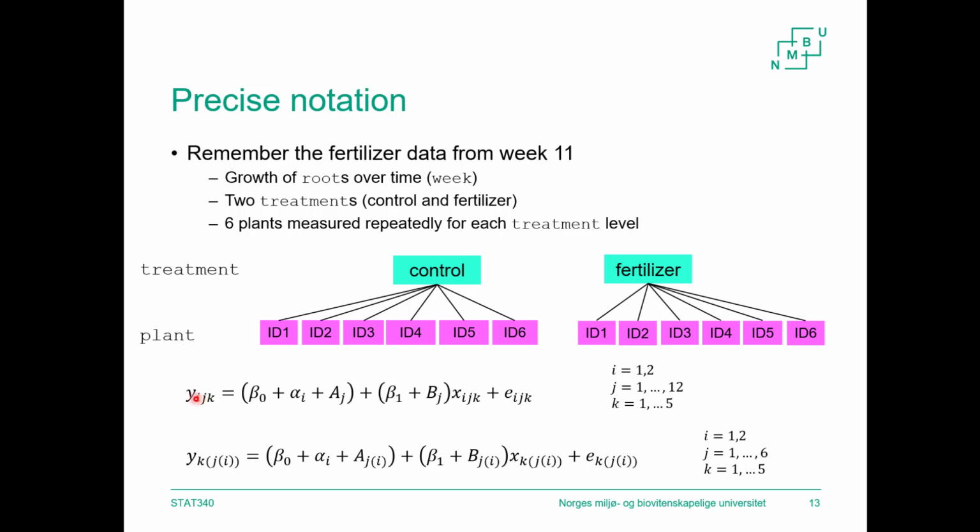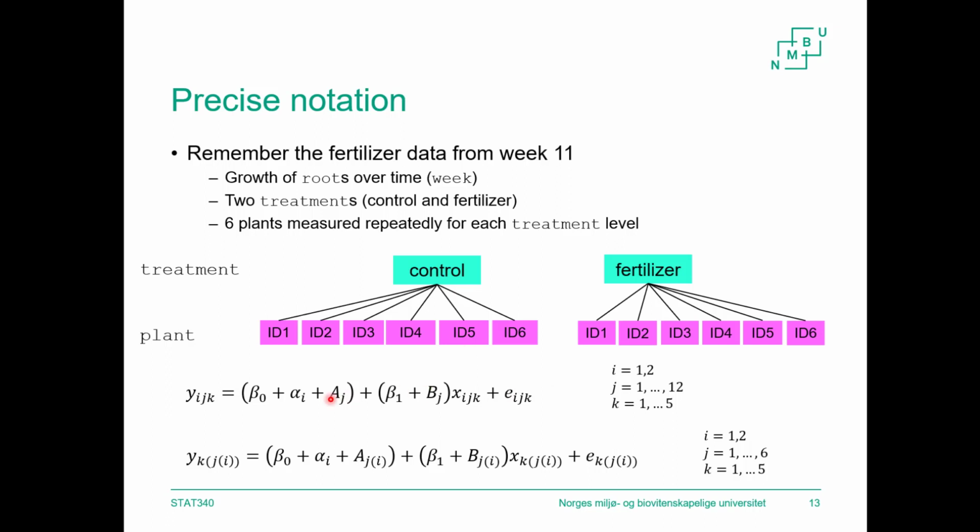For instance, if I equals 1, you are in the control group. There is no plant number 1 in the control group in the way we numbered the plants originally here, because plant number 1 is in the fertilizer treatment, right? Plant number 2 is in fertilizer. Plant 1 up to 6 is in combination with I equals 2, while plant 7 to 12 is in combination with I equals 1 here.